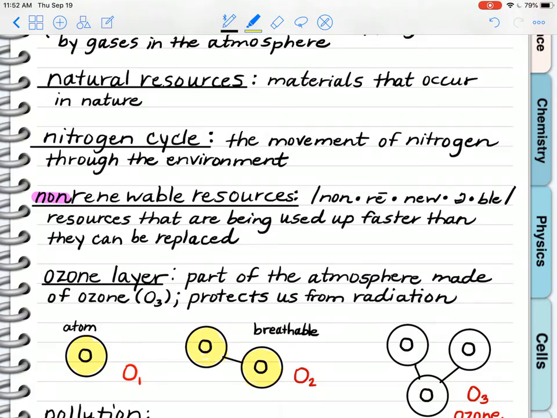This is the form that we breathe. If you are in the hospital and they give you oxygen, it is O2. Every molecule that you breathe has 2 of them, 2 atoms stuck together.